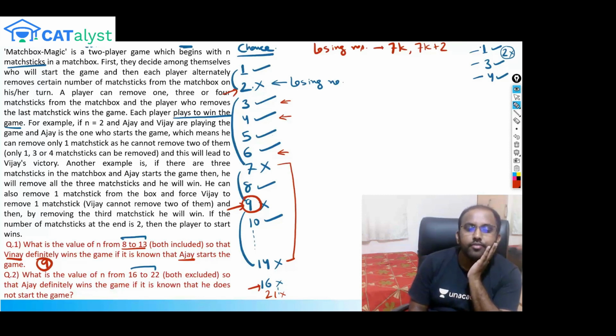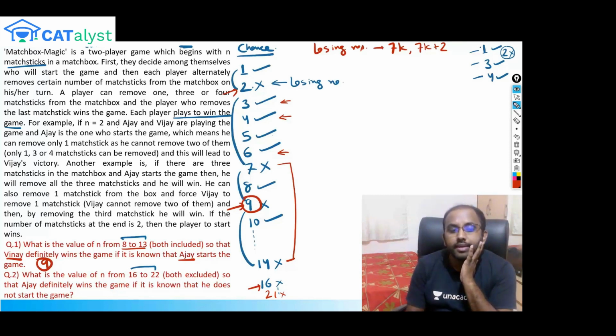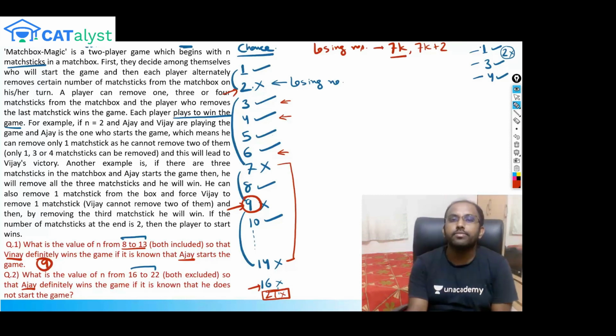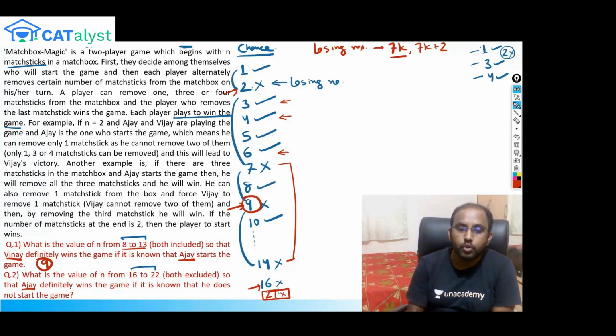Similarly, what is the value of n from 16 to 22 so that Ajay definitely wins the game if it is known that he does not start the game? Again, you want that he doesn't start the game and he wins the game. That means the number for the person who starts the game should be a losing number for him. So between 16 to 22, both excluded, we have 21 as a losing number here. A multiple of 7 between 16 and 22 is 21. So 21 is the answer for the second question. Correct, right? Now let's look at the other question of this set, guys.